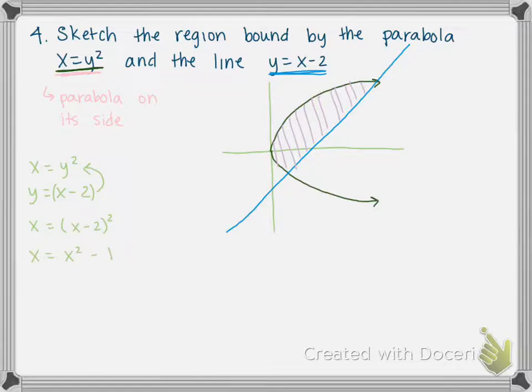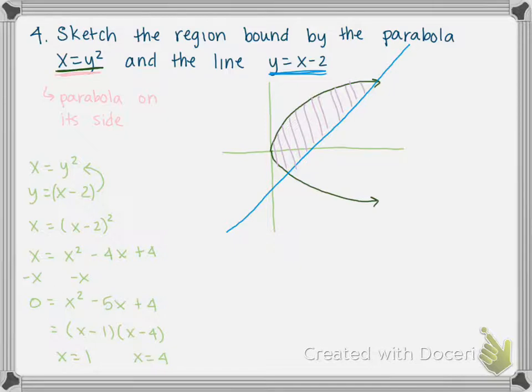We can find a little bit more information about this. If we take our two equations, x equals y squared and y equals x minus 2, and substitute the second into the first, we will have x equals (x minus 2) squared. If we FOIL that out, we'll have x equals x squared minus 4x plus 4.